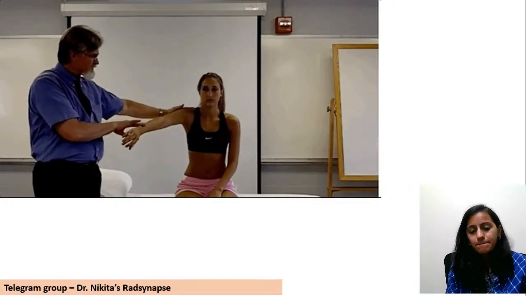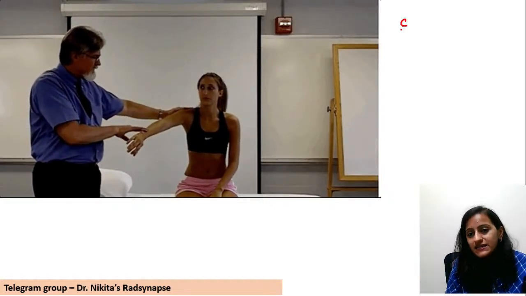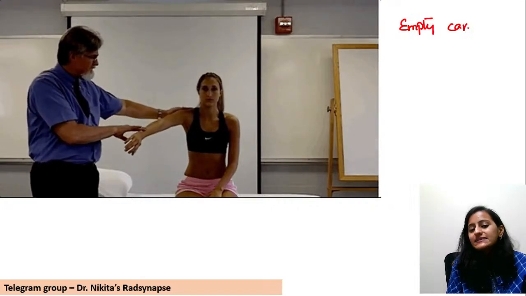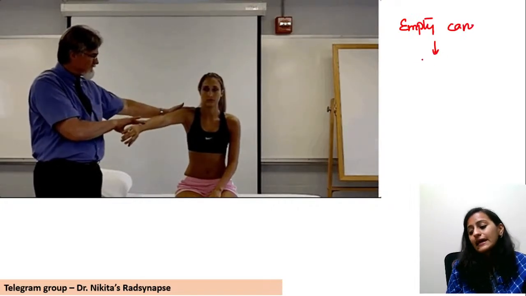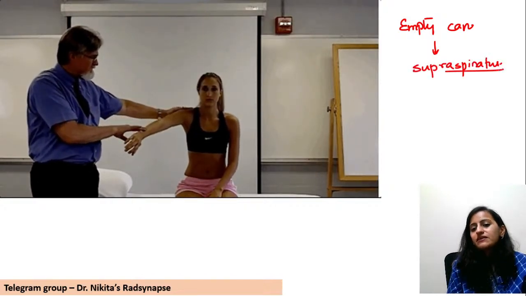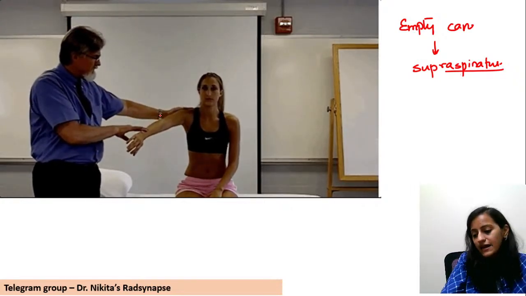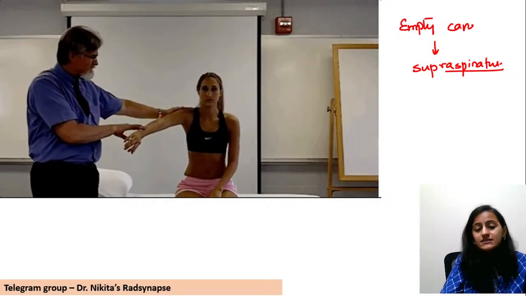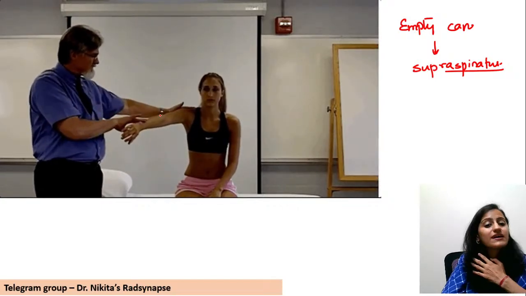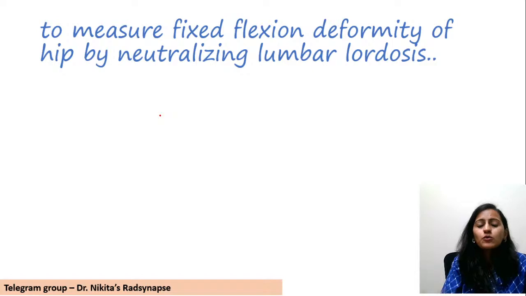What test is this one? So here you can see the position of the patient, basically like this, the empty can test, right? The thumb is going down, emptying it. This is the empty can test, which is done for supraspinatus. That's your empty can test. This is not AIIMS. In AIIMS, you will see that the patient turns the head to one side. Okay, this is the empty can test. That is your supraspinatus.